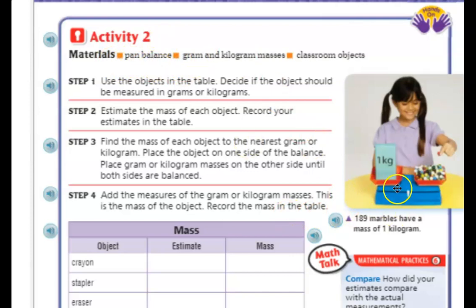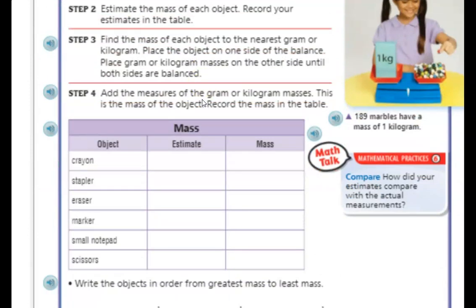So right here, you see this little girl. This is a balance pan, it's just a scale, okay? Then we have grams and kilograms as our masses and some classroom objects. So we're going to go down and we're going to look at the actual objects, okay?